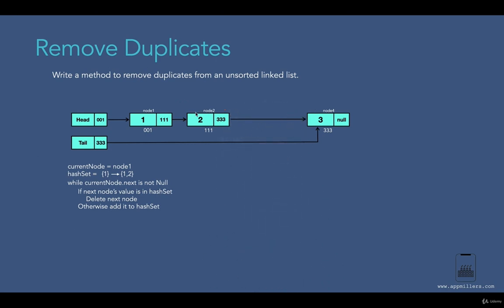Now after deletion, we have a link from node 2 to node 4. So node 3, which has a duplicate value, is deleted from the memory. Now we are going to continue to the last node.